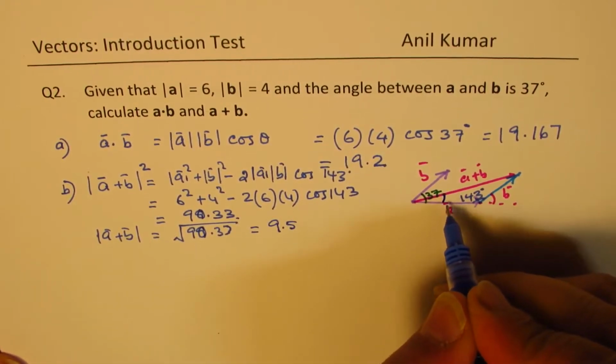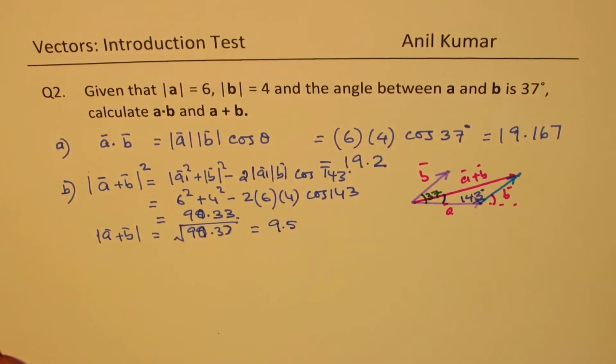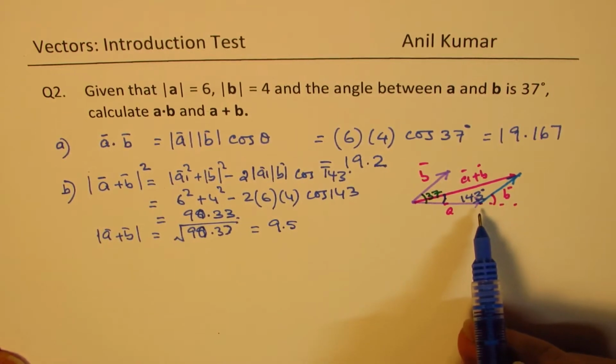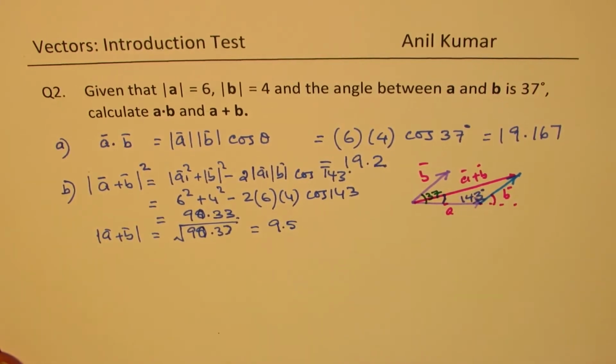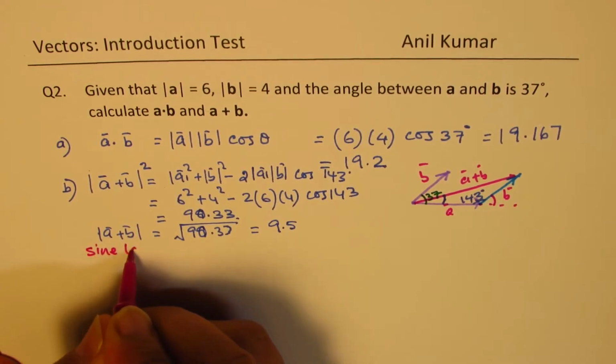Now we need to find the angle which it makes with A. Only then is the vector completely defined. So you should have direction and magnitude. We found the magnitude as 9.5 units. Clear? To get this angle, we can use the cosine law or the sine law. We have one angle and 3 sides, so the sine law should be used, correct? So now to find that, we will use the sine law.